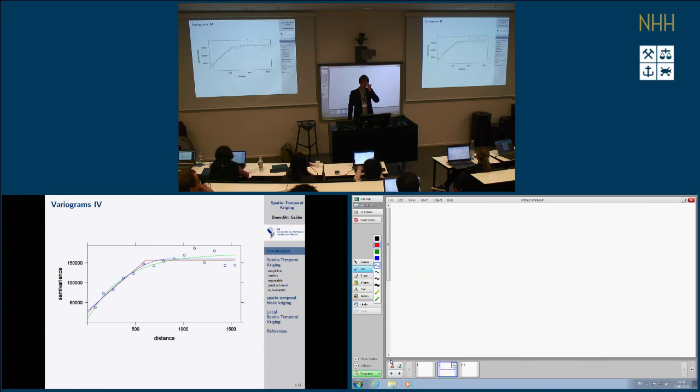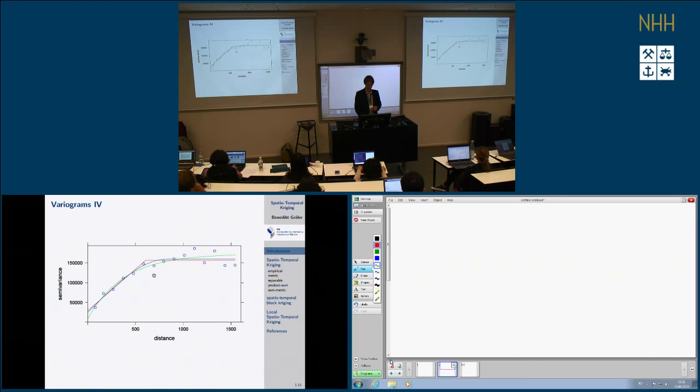And here a few more. The green one, yeah, it should be visible. The green line is the exponential model that's fitted. The blue one is a spherical model, and the red line is a linear model. So just to give a first idea how well those models fit the points and what the differences between these models are.